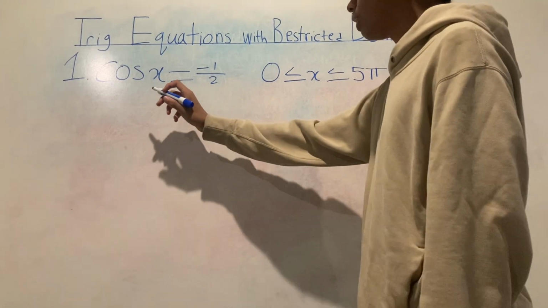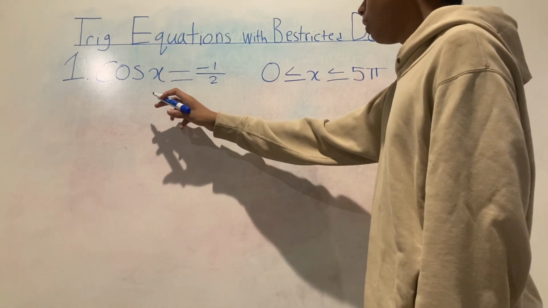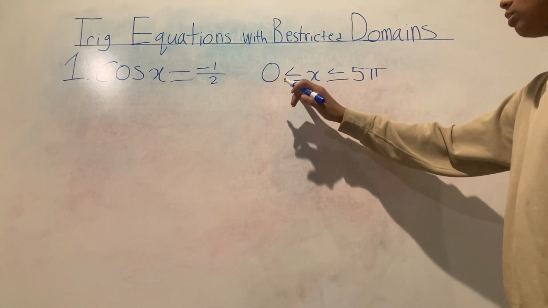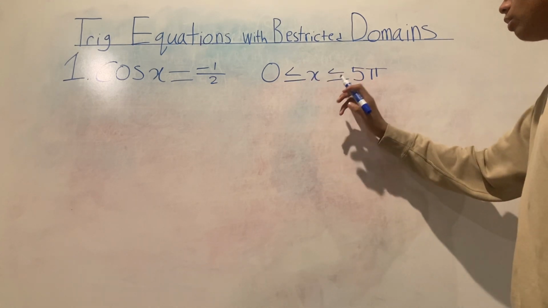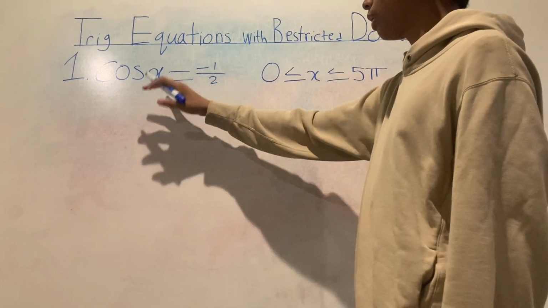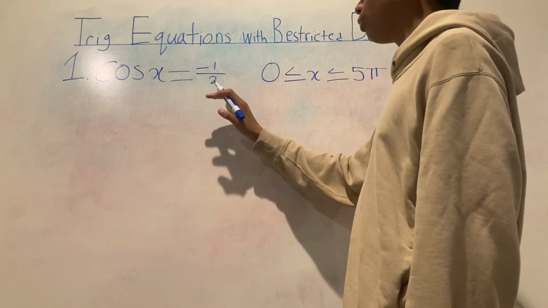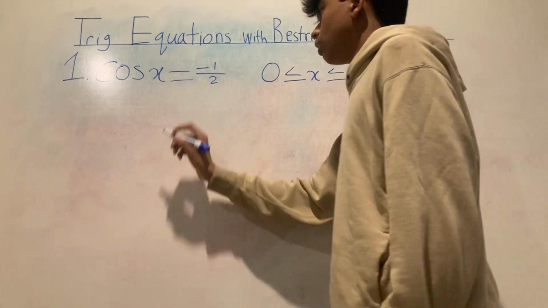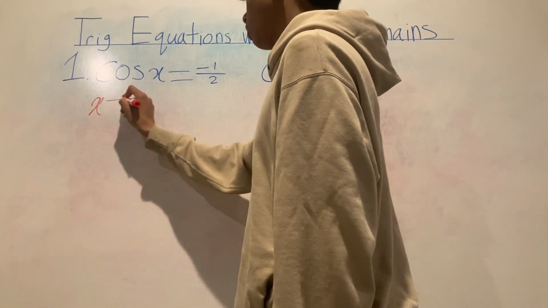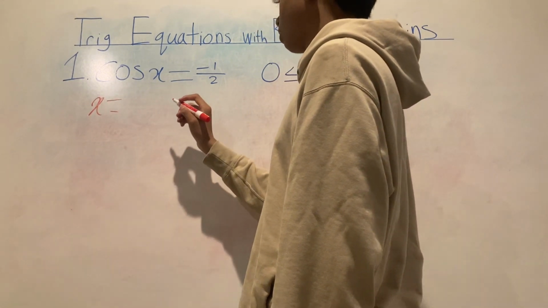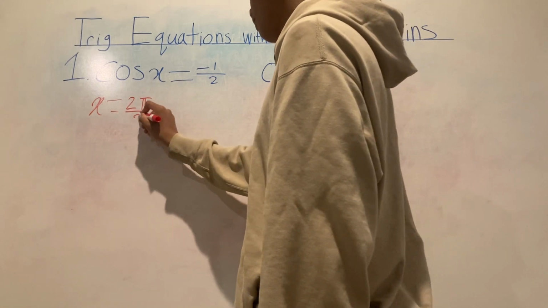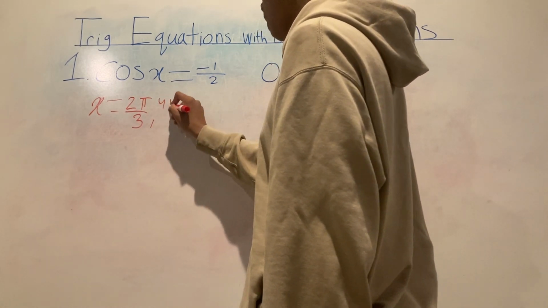Okay, so let's solve this trig equation that has a restricted domain where x is greater than or equal to 0 but less than or equal to 5 pi. So the first thing we'll do is just see where x is equal to negative 1 over 2 on the unit circle. So x on the unit circle will equal 2 pi over 3 and 4 pi over 3.